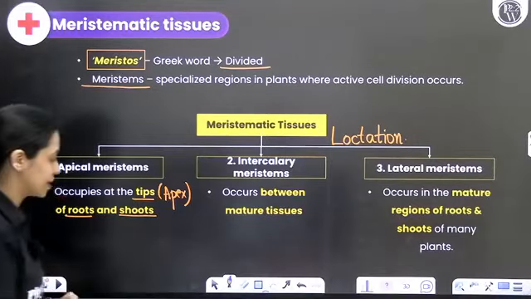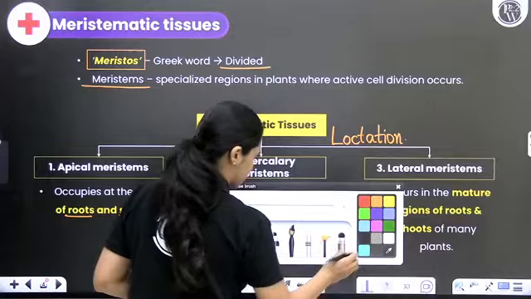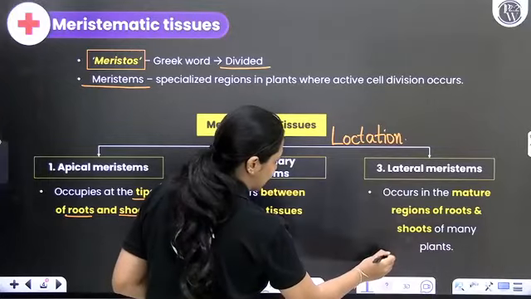Intercalary meristem is the second type of meristematic tissue. What does intercalary mean?